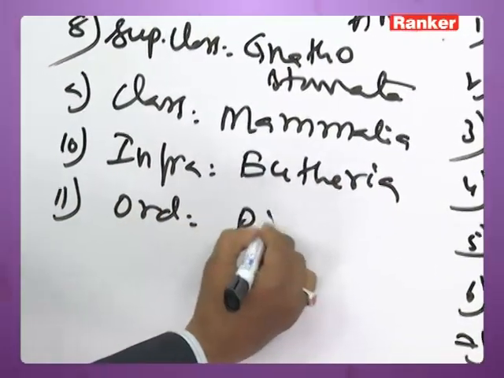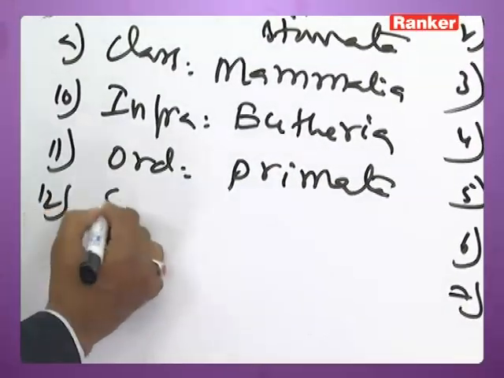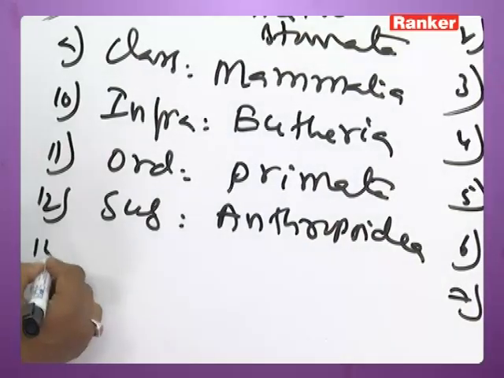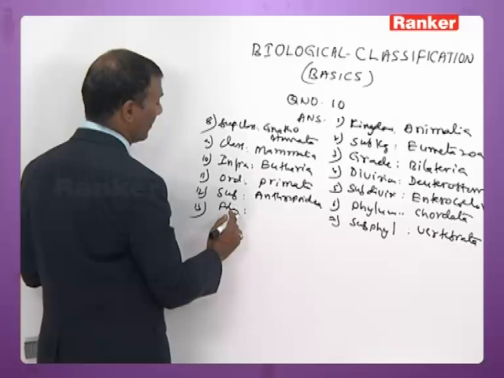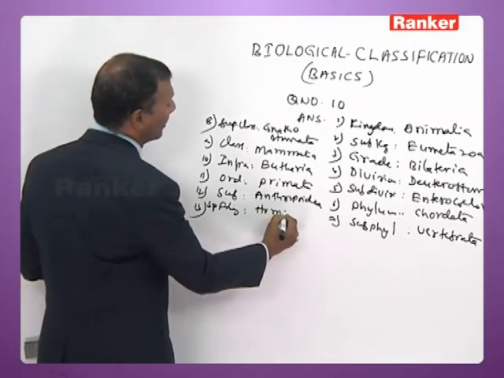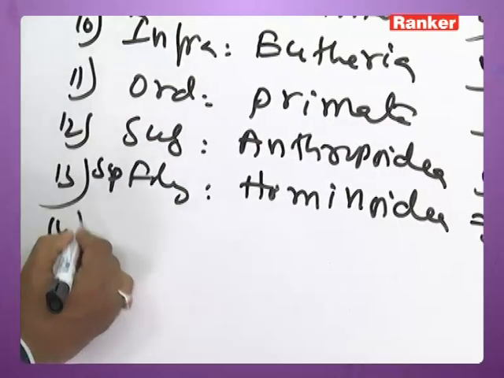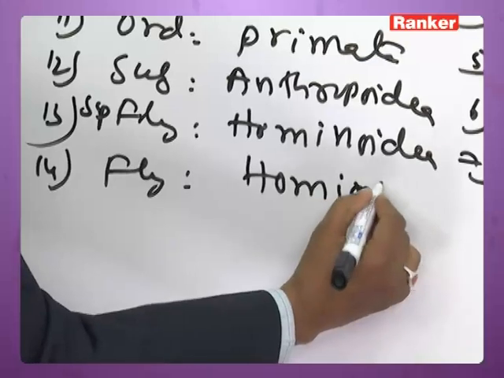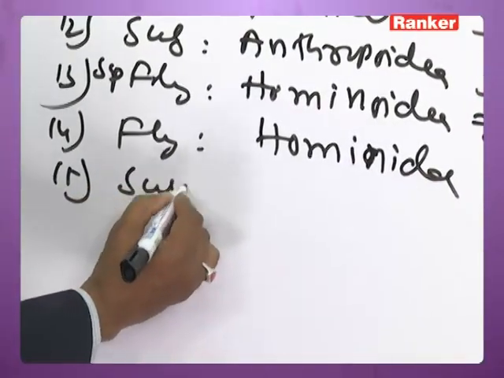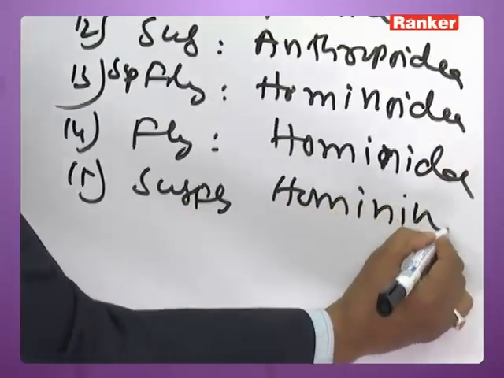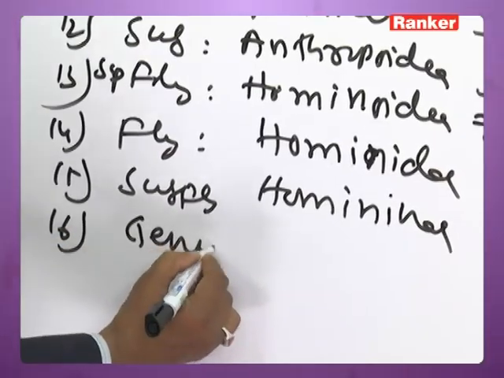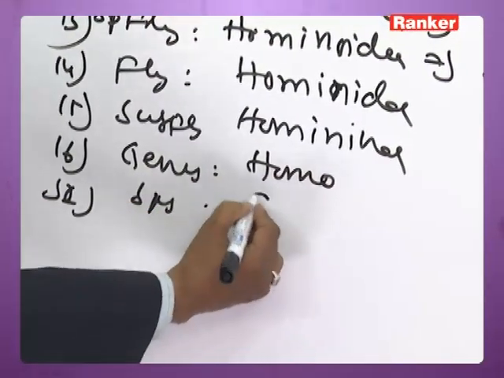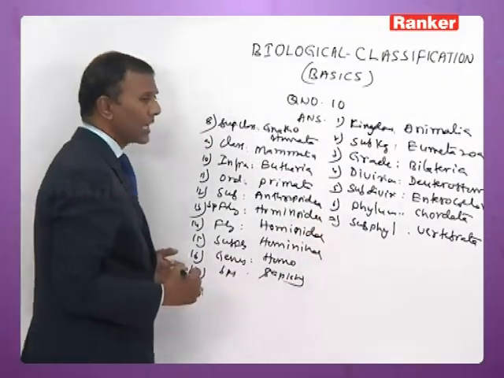order Primata, suborder Anthropoidea, superfamily Hominoidea, family Hominidae, subfamily Homininae, genus Homo, species Sapiens. So this is the entire classification of human being here.